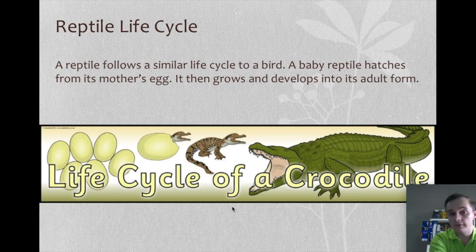The reptile follows a similar life cycle to the bird. So a baby reptile hatches from the egg. It's at an infant stage, grows bigger, and then it's an adult and can lay eggs. So not many changes in those life cycles. Even though birds and reptiles are very different animals, their life cycles are very similar.